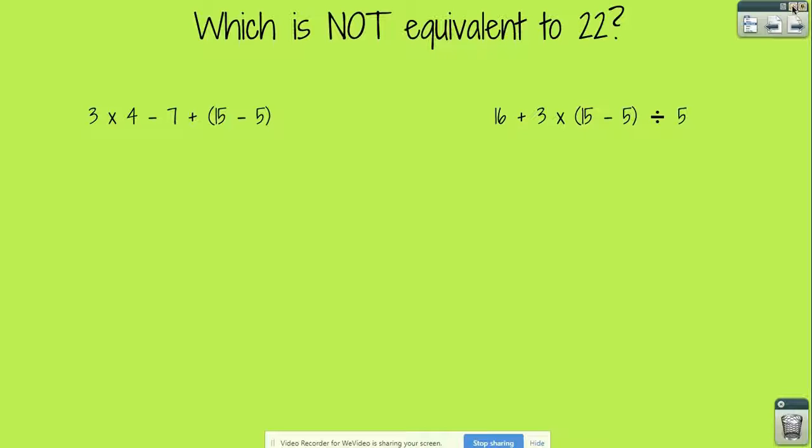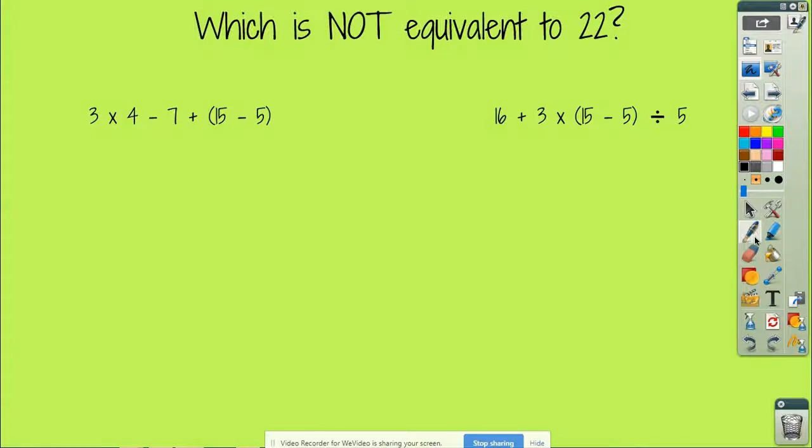This is an example of a question that you'll see on Power Test or on the SOL. It says, which is not equivalent to 22? So your job is you actually have to do double the work. I know it's the worst, but your job is to solve this problem and this problem to see if they're equal to 22, and you are going to select the one that is not equivalent to 22. So let's get started on solving the first one. What I'm going to do is write out my PEMDAS.